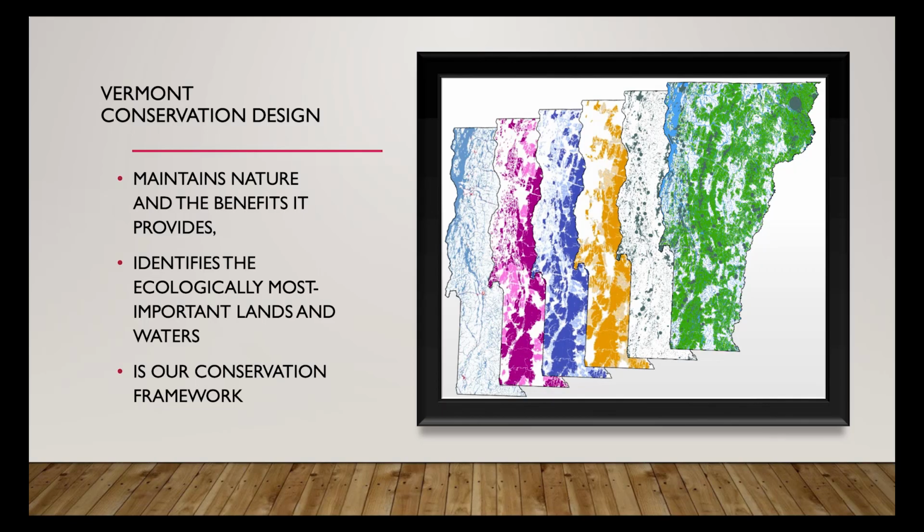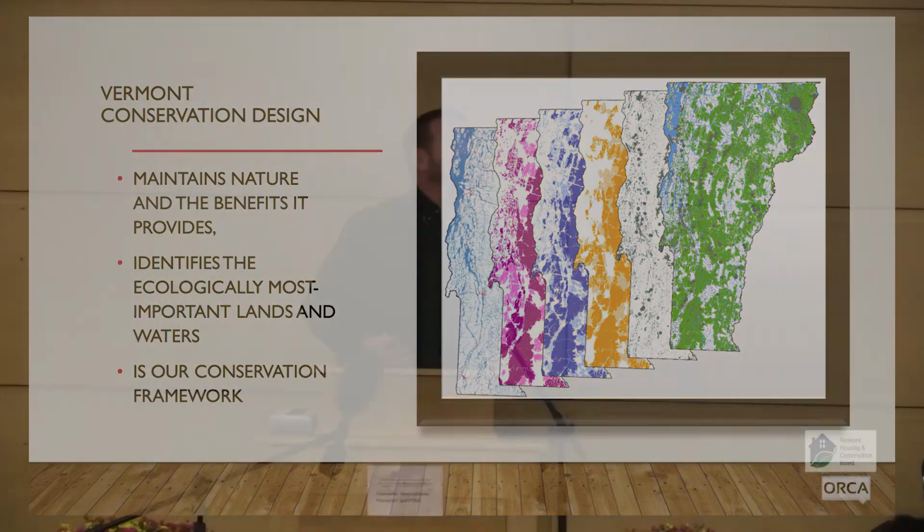First of all, as a prioritization and thinking about that. And I want to talk about the design as maintaining nature and its benefits. And lastly, we're going to talk about this as a conservation framework. So let's just pick up on that a little bit more. As we think about maintaining nature and the benefits that it provides, those intact forest blocks and the connectivity between them allow for plants and animals to move in the face of climate change.